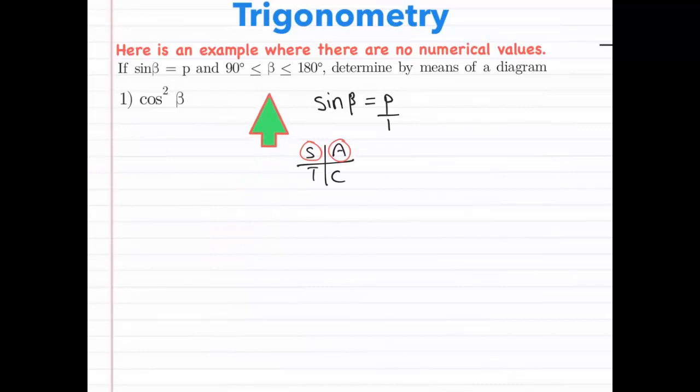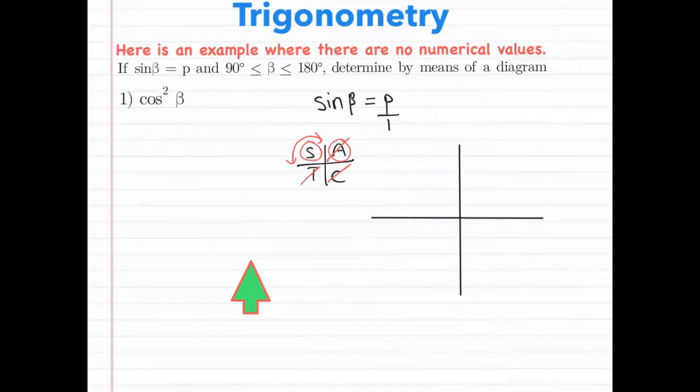Okay, now what other information? Beta is between 90 degrees and 180. There's 90, there's 180. So we know that beta is somewhere there. So it won't be there, it won't be there because here the sign is negative, there the sign is negative. So it can only be in the second quadrant, right? Okay, great.